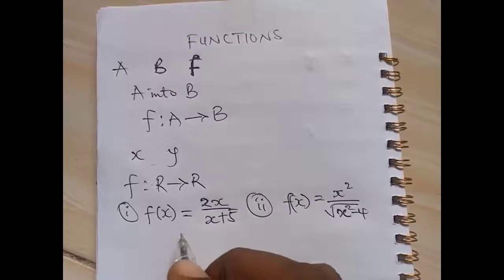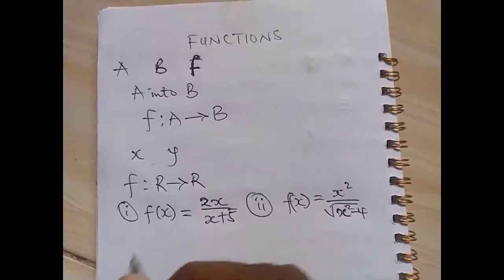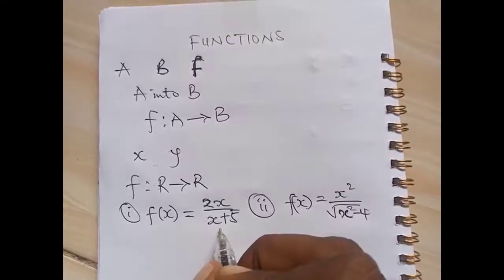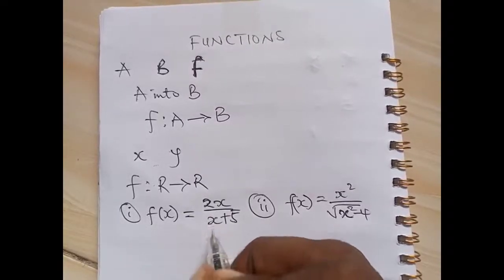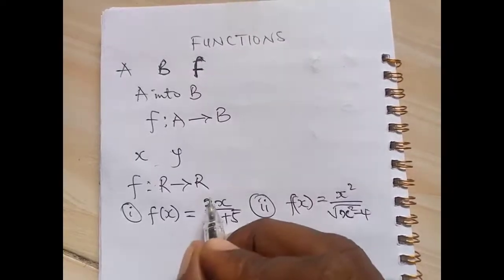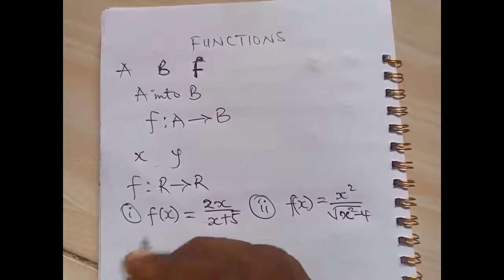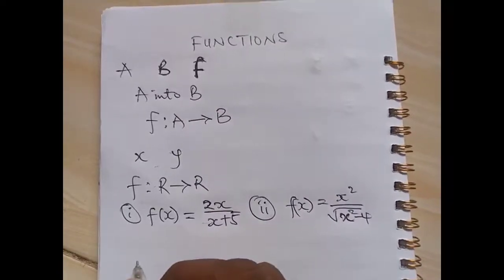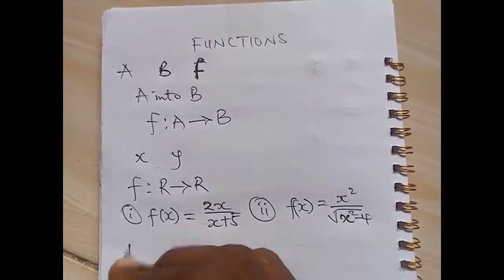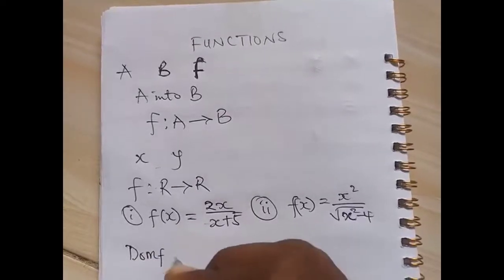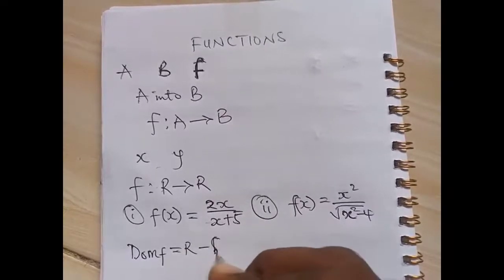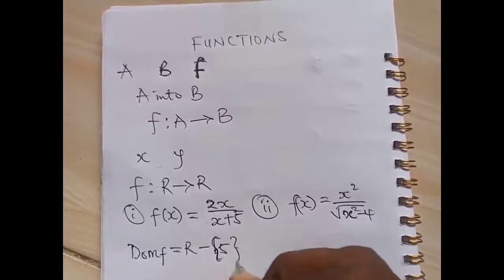If we look at the first one, you will notice that the answer will be undefined when x is minus 5, because the denominator will be minus 5 plus 5, that is 0, and so it will be undefined. Because of that, the domain of this function will be all real numbers except minus 5. So we can write that the domain of f is all real numbers except minus 5.